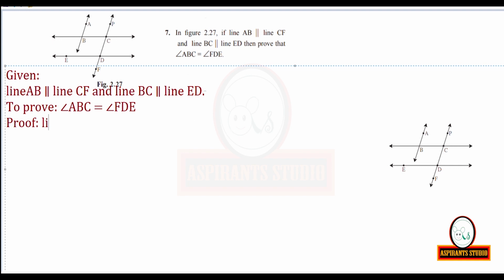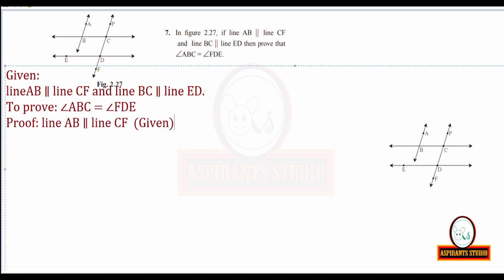In the figure, if line AB is parallel to line CF and line BC is parallel to line ED, then prove that angle ABC is equal to angle FDE. That is, measure of angle ABC is equal to measure of angle FDE. So, write what is given and to prove.